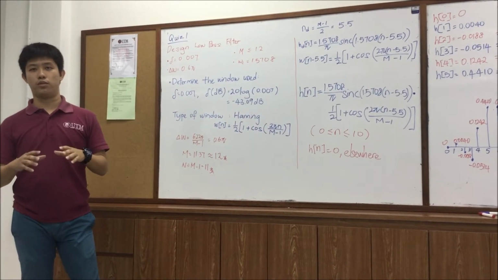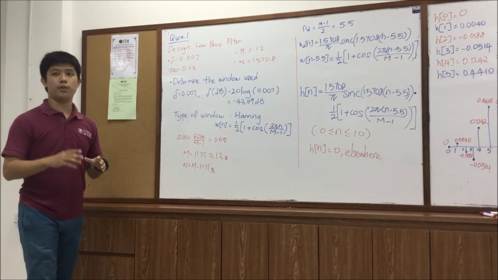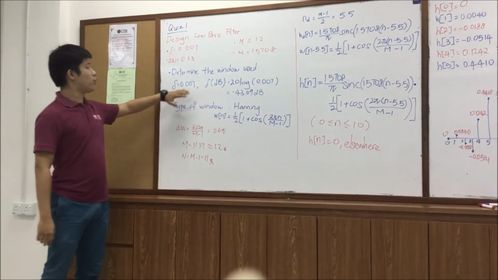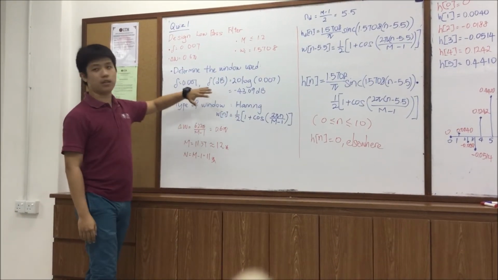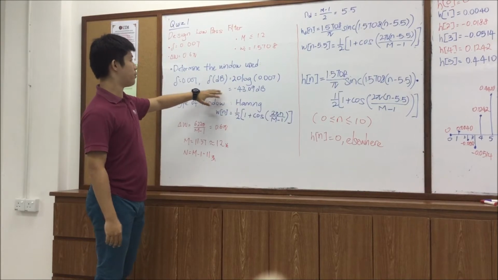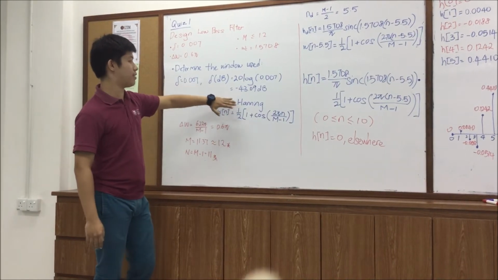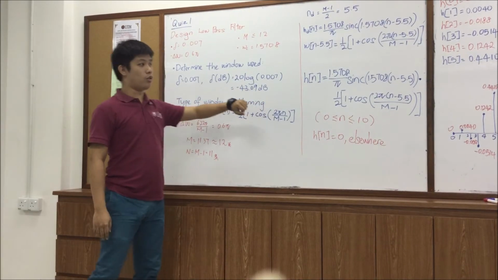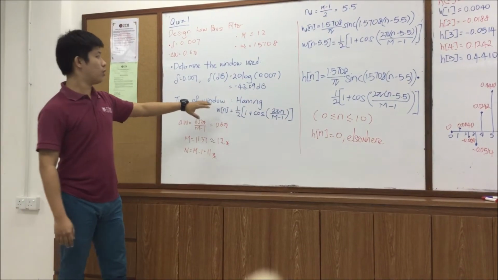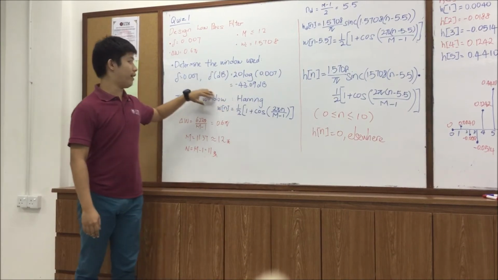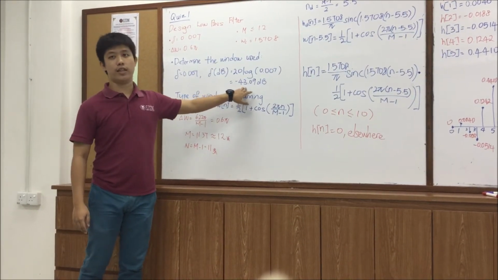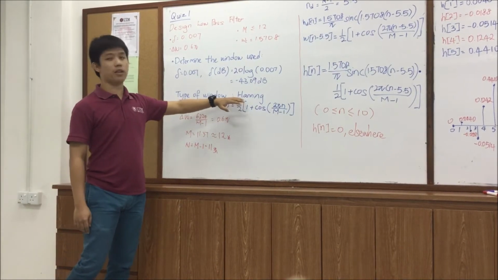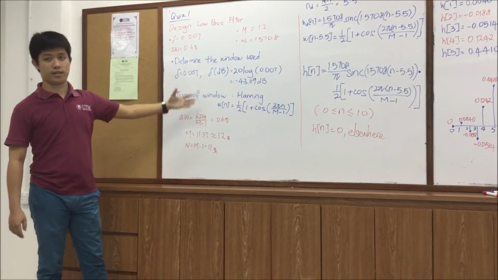what window we want to use. So at first we need to decide which window we need to use for this low pass filter. We use the damping to find the window, which is we find the damping in dB is negative 43.09 dB. So from the table we know the window that has damping of negative 43 is Hanning. So we use the Hanning window for this quiz.